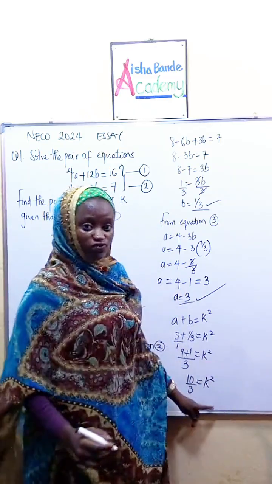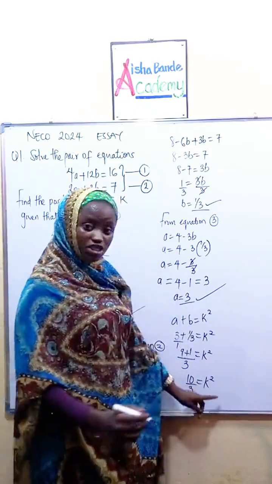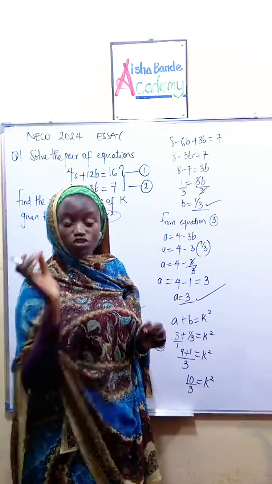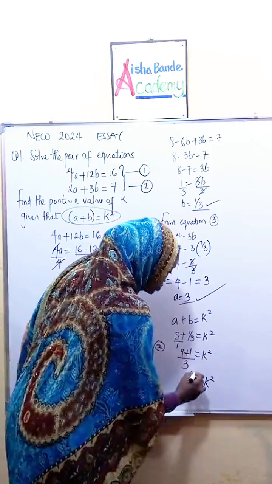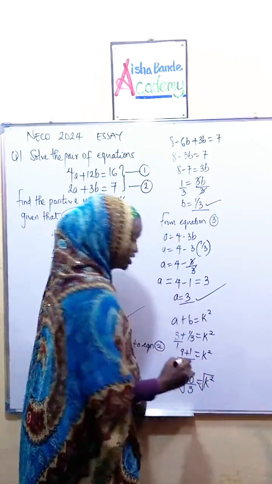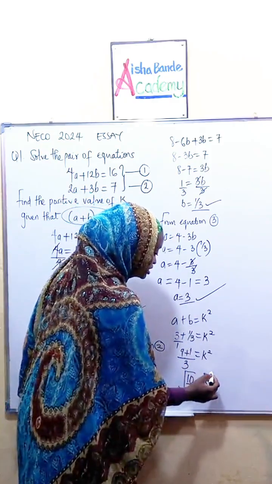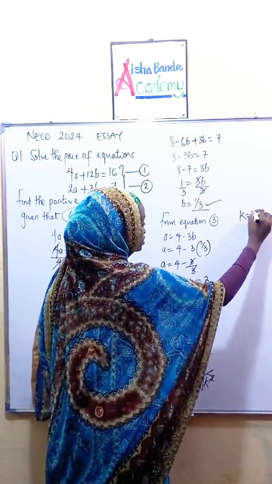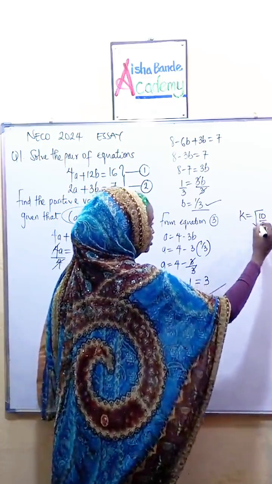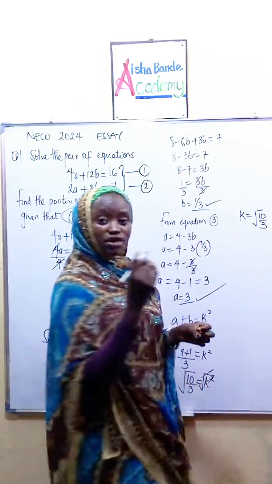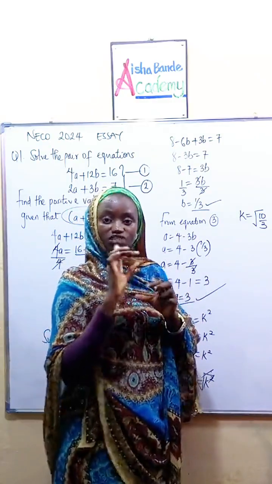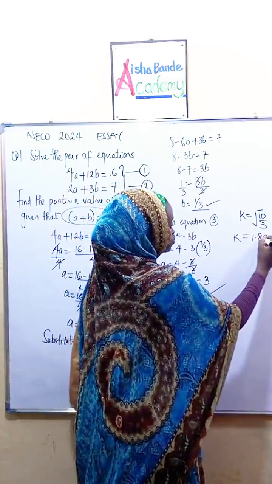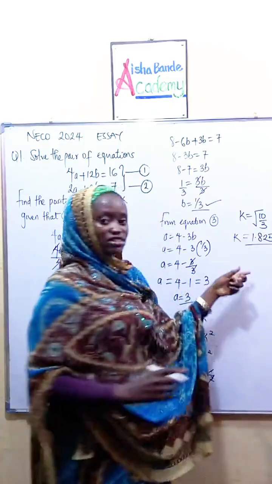This is not the final value for k. This is just the answer for k squared. So for us to get the value for k at this point, all we need to do is take the square root of both sides. So we take the square root of both the left and the right hand side. That makes this square cancel out the square root. So we are left with k equals the square root of 10 over 3. So punching our calculator, when we take the square root of 10 divided by 3, that will give us a value of 1.825. So this is the final answer.